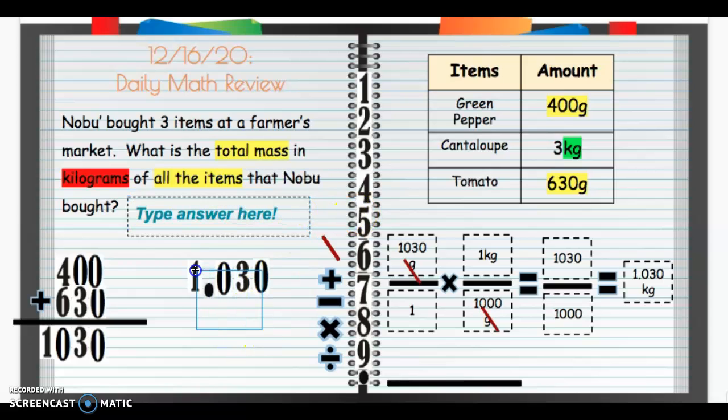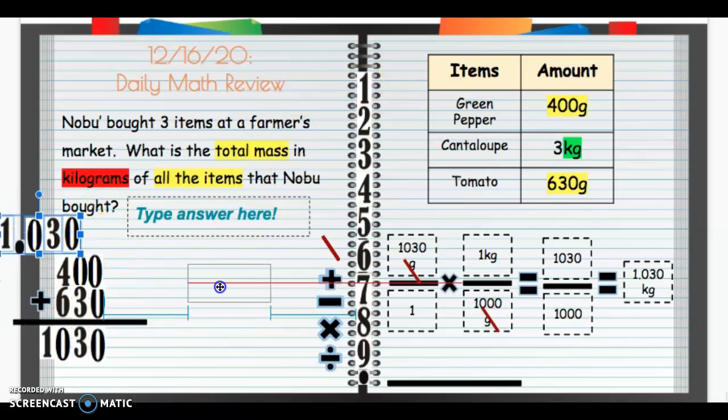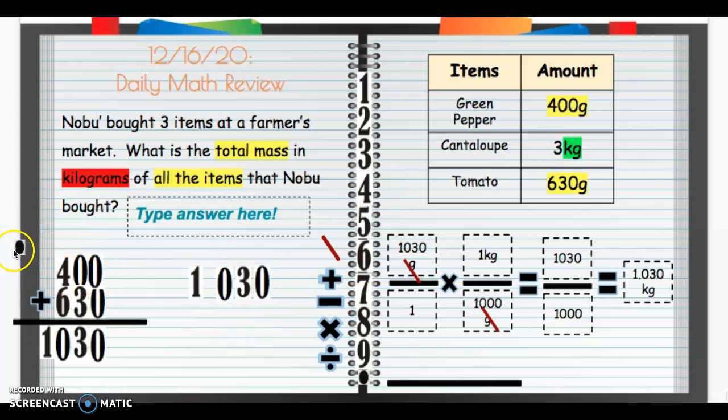Now, if I have 1.030 kilograms and I have 3 kilograms here, I need to add 3 to this. Remember, 3 is a whole number, so the decimal point is behind the 3. If I line the decimal point up, the 3 would be in front of it, and then I would have all my zeros filled in.